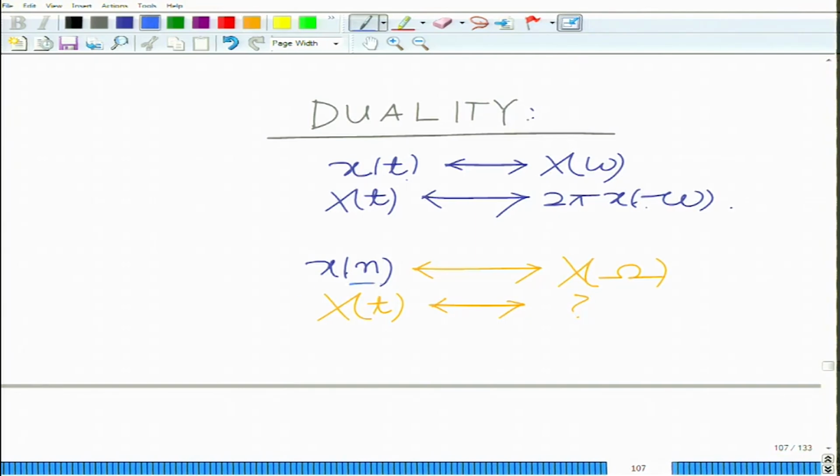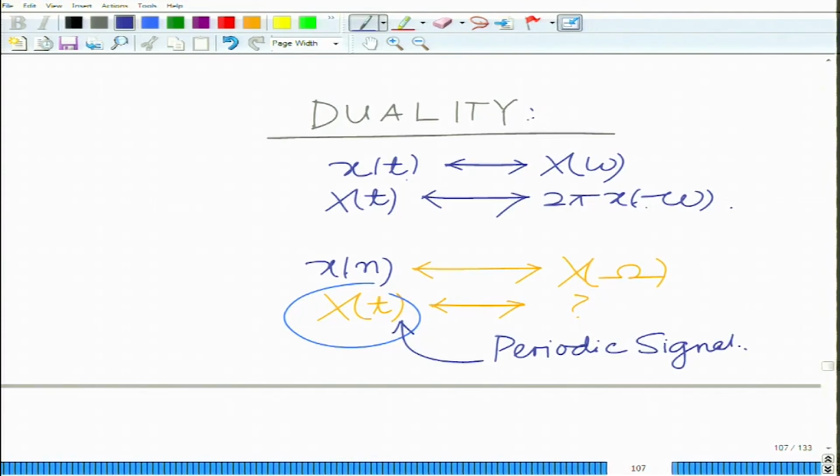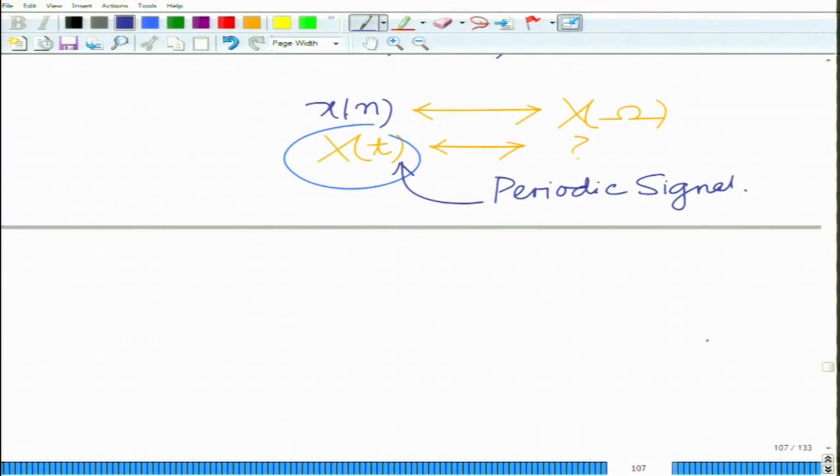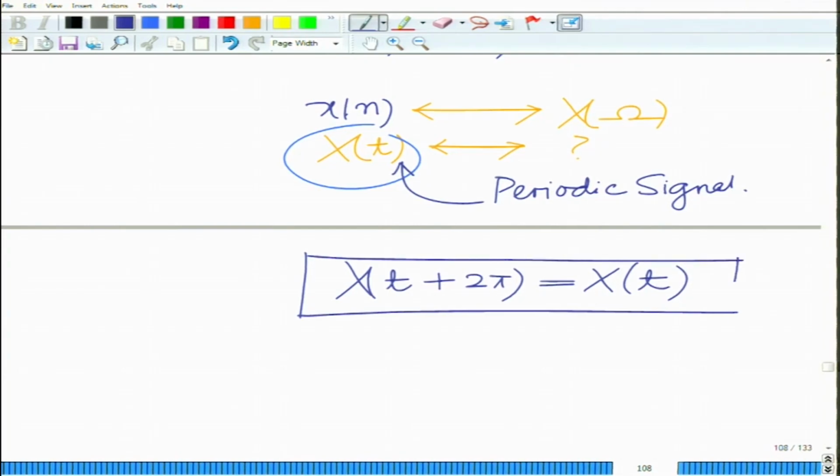Well, first realize that x of t is a periodic signal, that is capital X of t is a periodic signal. And this is because capital X of omega is periodic. So, we have x of t plus 2 pi equals x of t. So, this is the fundamental period. So, this is a periodic signal.